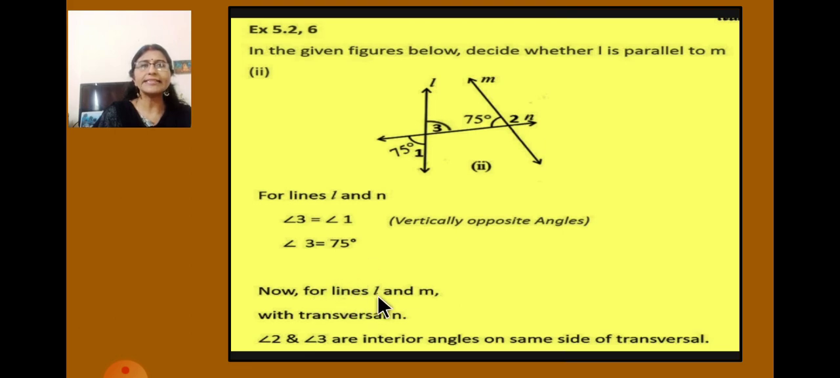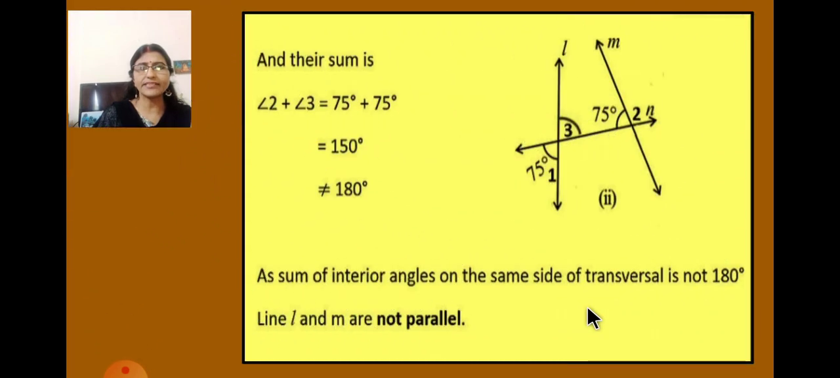Now for lines L and M, we are going to see these two lines, line L and line M with transversal N. This is the transversal. Angle 2 and angle 3, you can see here angle 2 and angle 3, they are the interior angles on the same side of transversal. So their summation should be 180 degree. If we want to see whether they are parallel or not, we have to add and see whether we get 180 degree or not.